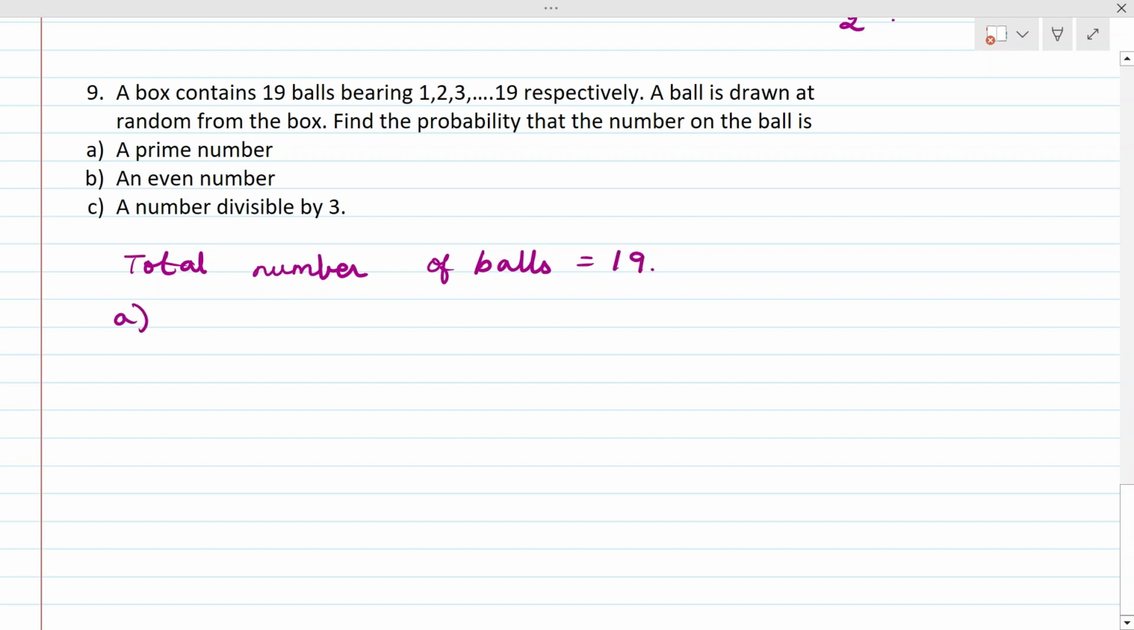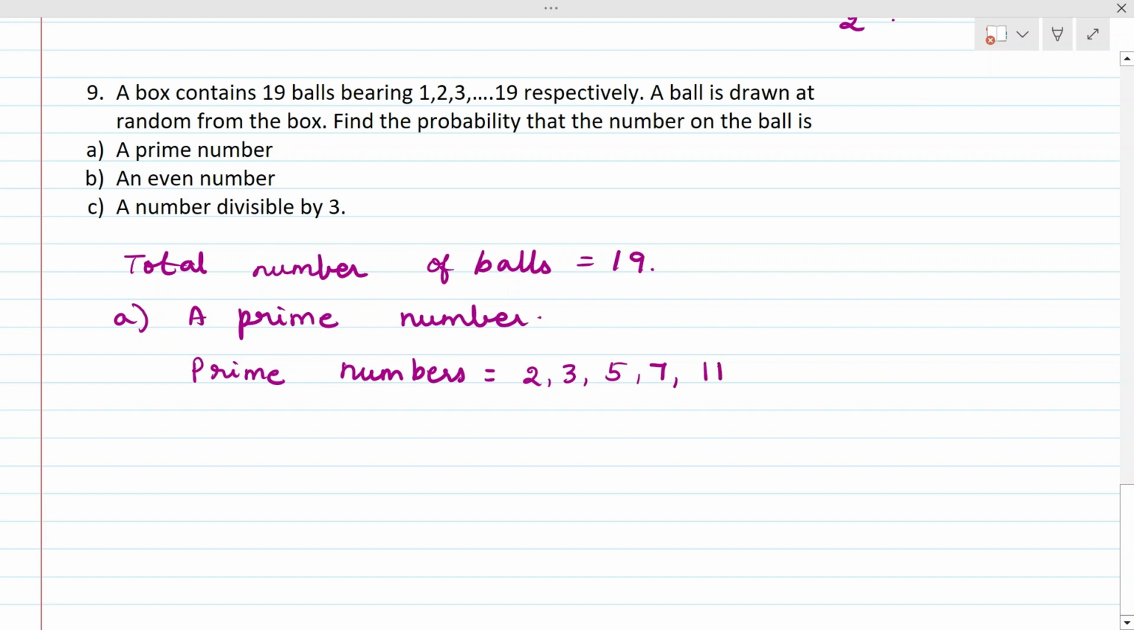So now first subdivision, a prime number. Okay, so how many prime numbers are there in between that 1 to 19? So I will write that first. Prime numbers between this 1 and 19. 1 is not a prime, not a composite number. Leave it. 2 is a prime number. 3 is a prime number. 5, then 7, 11, 13, 17 and 19. These are the prime numbers possible between 1 and 19.